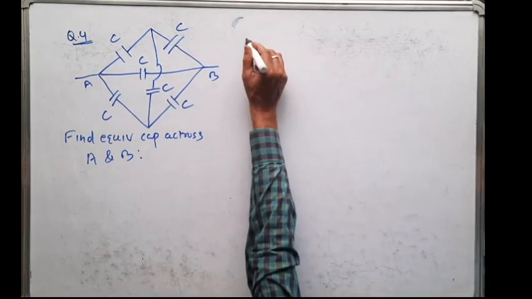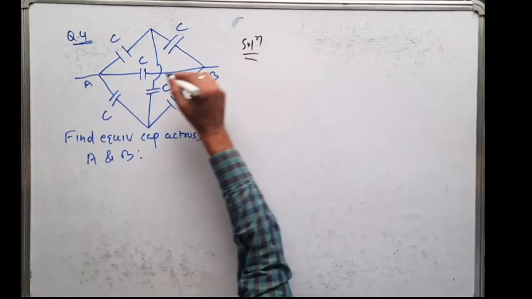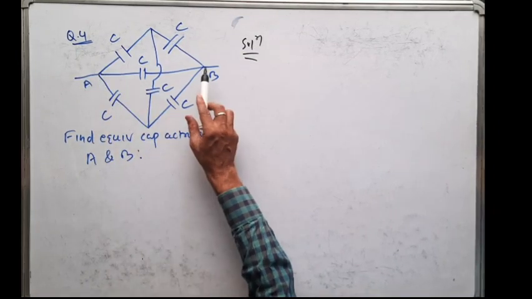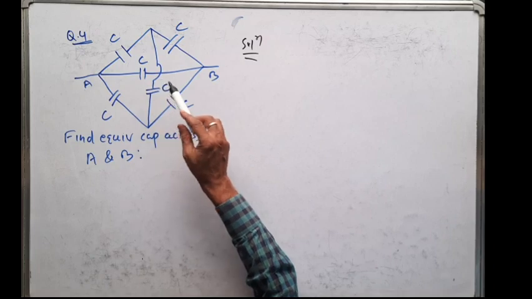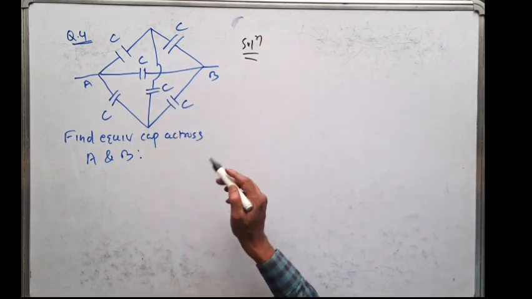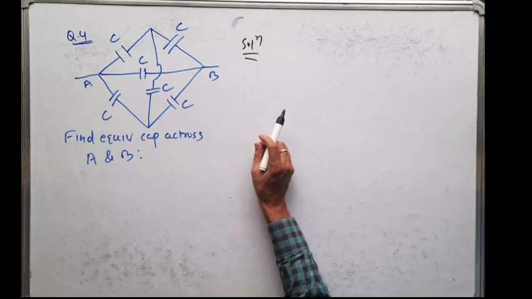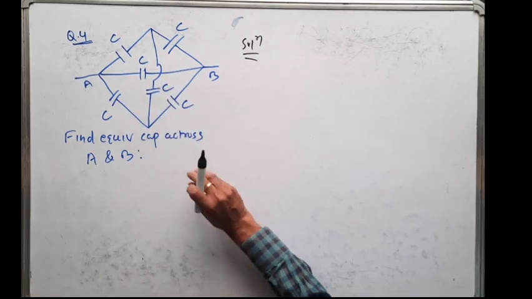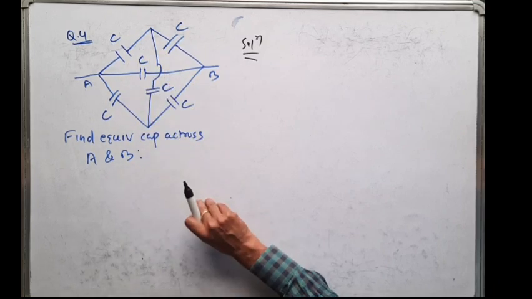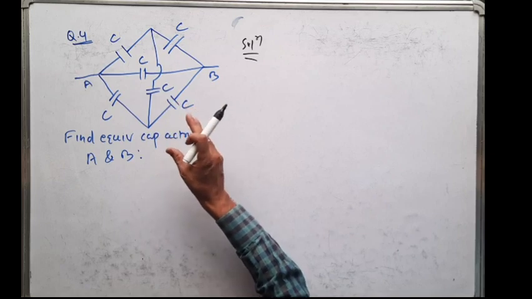Now see, in this type of connection, what is the equivalent capacitance across A and B? Here there are 6 capacitors, 1, 2, 3, 4, 5, 6. We have to arrange them in such a way that, it is looking very complicated, so we have to make it simple, without changing the charge value and potential difference across each capacitor.